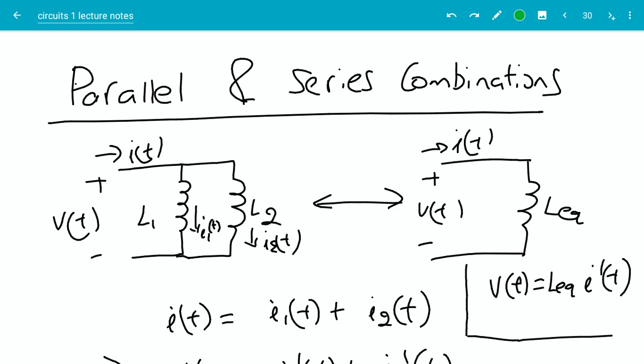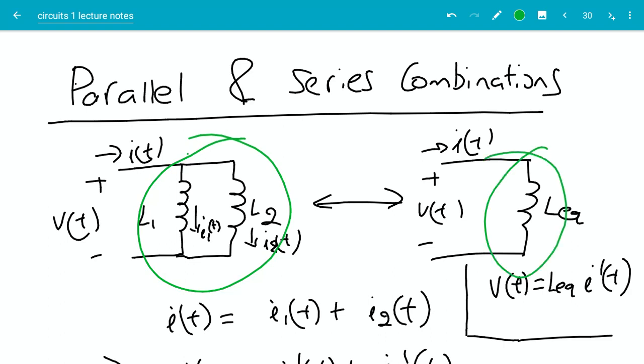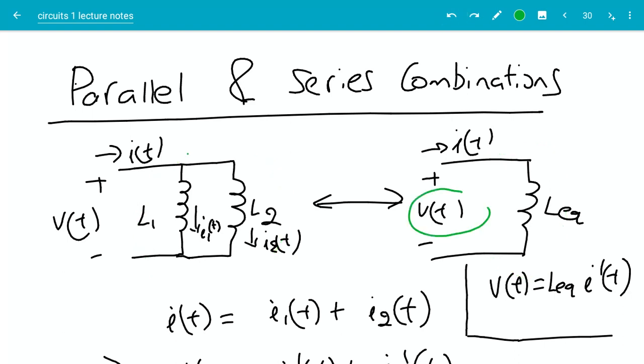Okay, so now if that is the case, that the relationship between the voltage and current remains the same in both these cases, what that means is, let's say there's a much bigger circuit over here, and you remove both these inductors and replace them with a single inductor L equivalent computed this way. If you do that, nothing inside this big circuit will change, right? That's what that means. So we can replace this parallel combination of inductors with a single inductor, and nothing else will change in the remaining part of the circuit. In order to do that, we have to make sure the relationship between V of t and I of t remains the same.